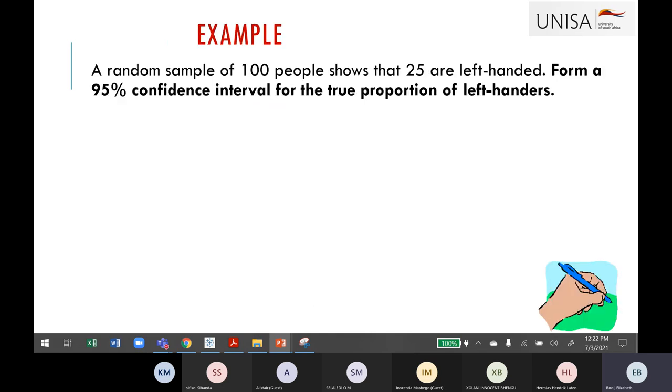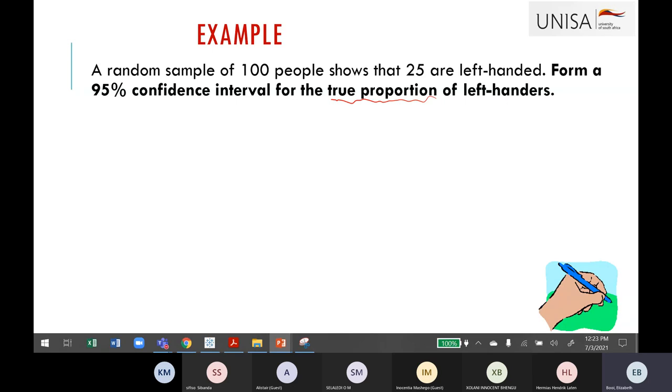Let's look at an example. A random sample of 100 people shows that 25 are left-handed. Form a 95% confidence interval for the true proportion of the left-handers. Sometimes, how will you know what question this is? Because they talk about confidence interval. When they don't mention anything about the mean or the standard deviation, you must know that you are dealing with proportion. And sometimes keywords in the question will guide you in terms of whether you need to calculate the confidence interval for the proportion or for the mean. So for this one, it says 95% confidence interval for the true proportion. So it means now we're doing the proportion.